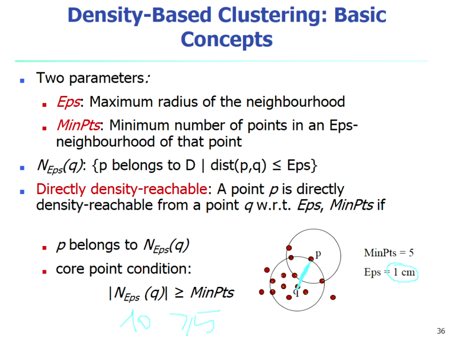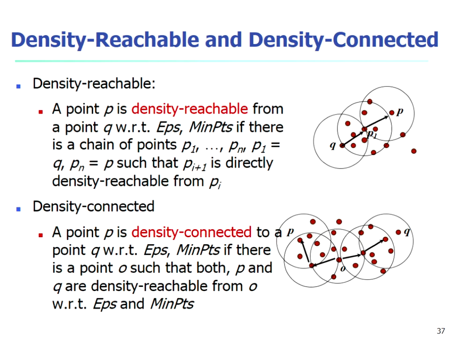Here we discussed directly density reachable, P and Q directly density reachable. We can also see density reachable without direct density reachability. So in our example here, we have Q, P1, and P, three points.